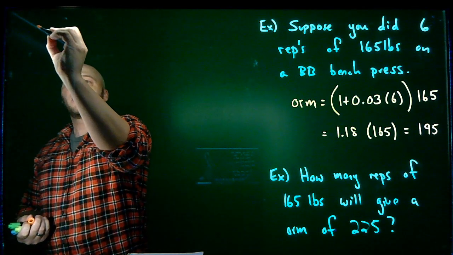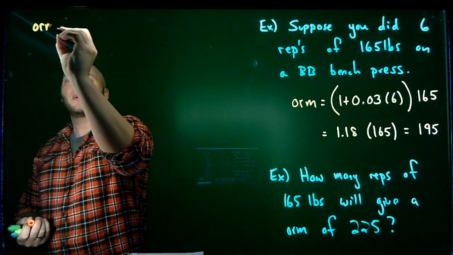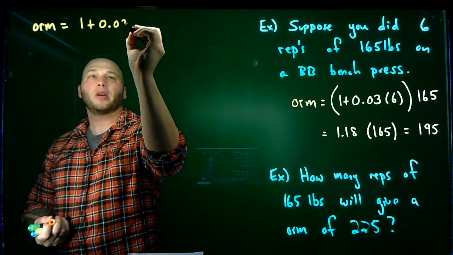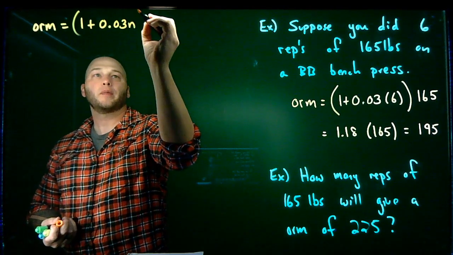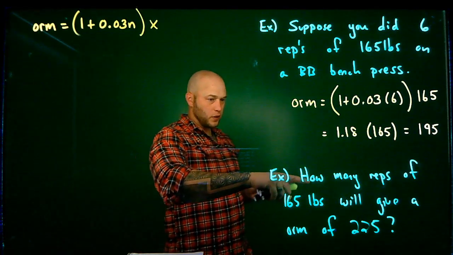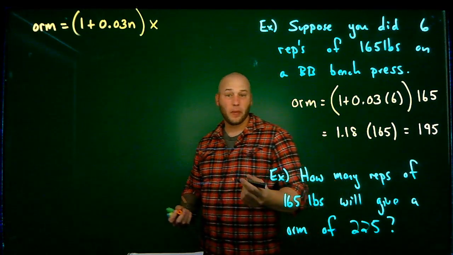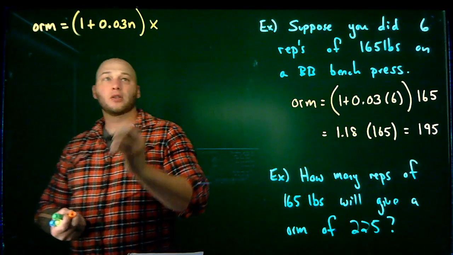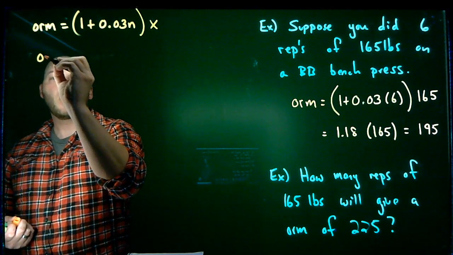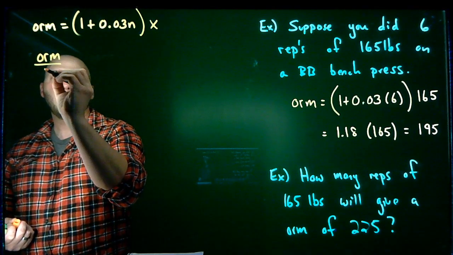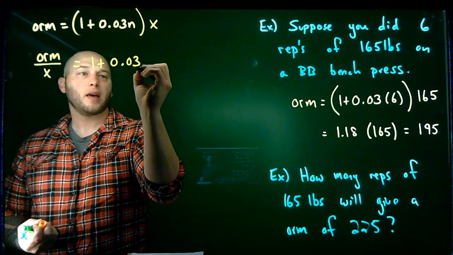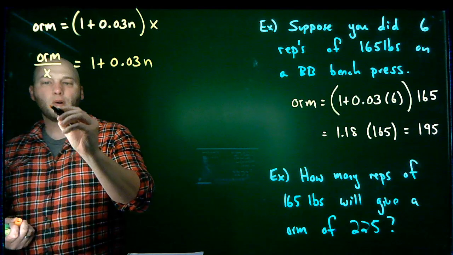So once again, let me write the formula. The 1 rep maximum is 1 plus 0.03 n multiplied by x. So for this exercise, I'm looking for how many reps it will take. Well, let's go ahead and solve this for n. If I divide both sides by x, I get my 1 rep maximum divided by x is 1 plus 0.03 n. So I subtract 1 over.